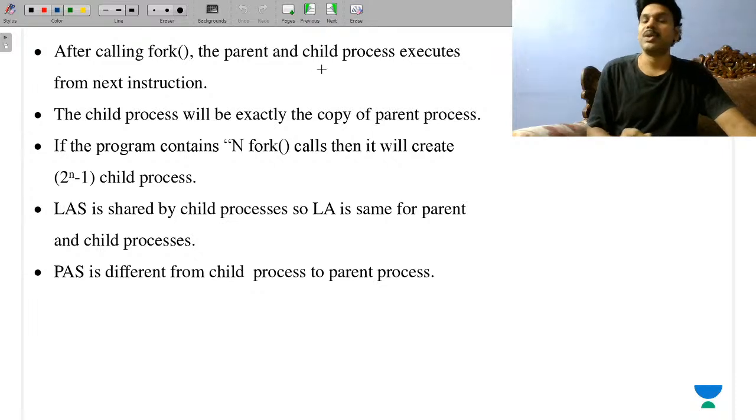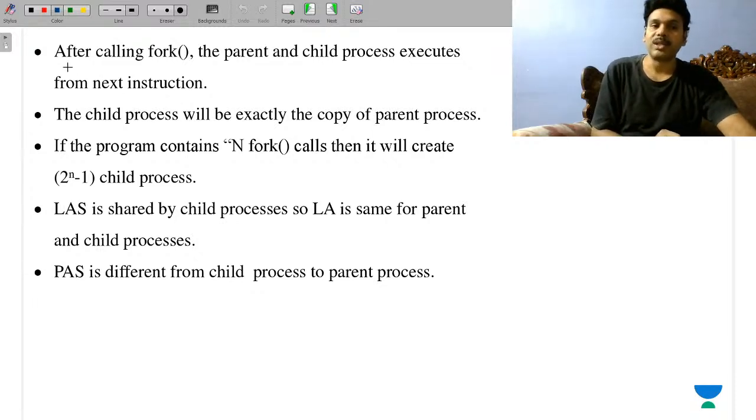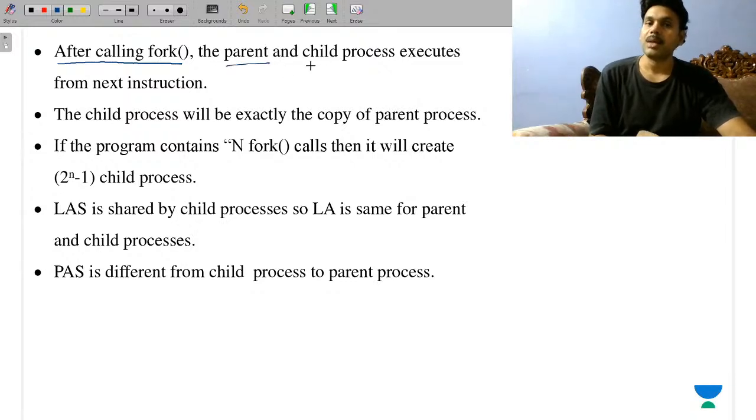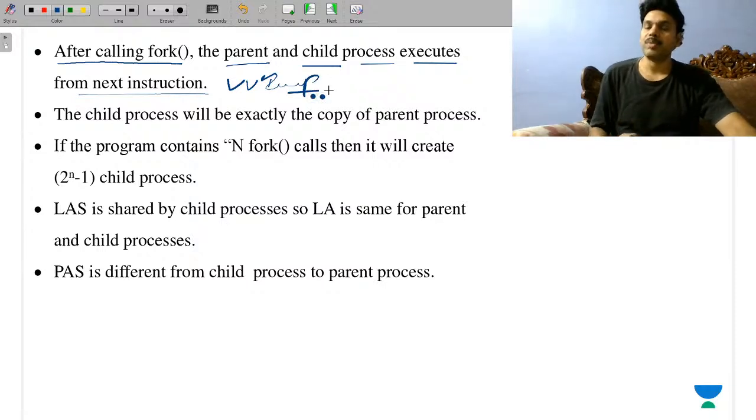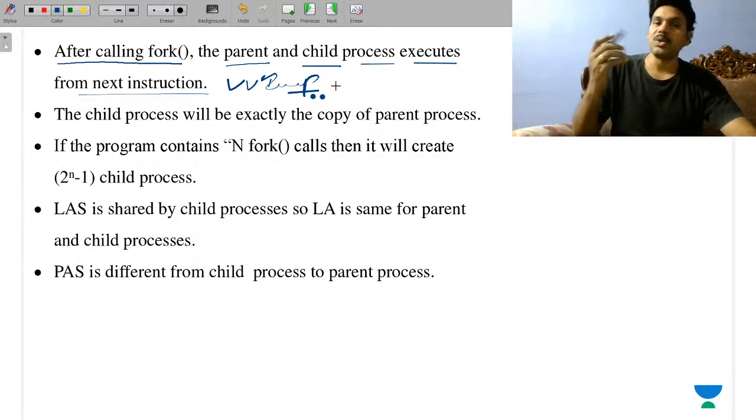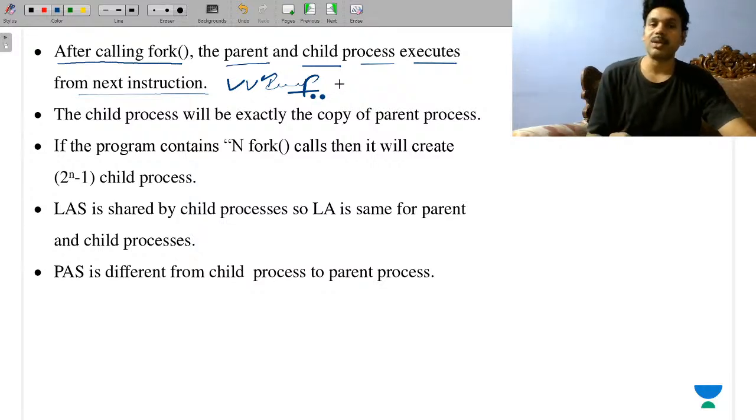So understand this point carefully. What is that? After fork is called, if it is successful, then the parent and child processes execute from the next instruction. This is a very important point. So you come to know from which particular statement the child and parent processes are going to be executed: from the next line only. We know the child process is an exact copy of your parent process.